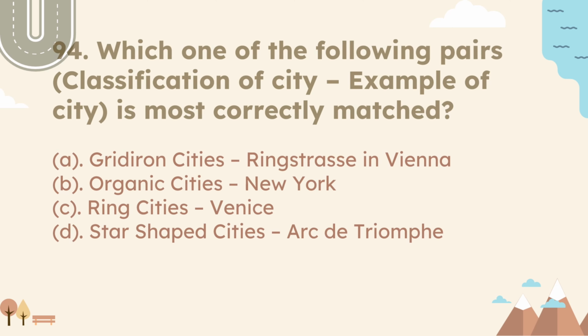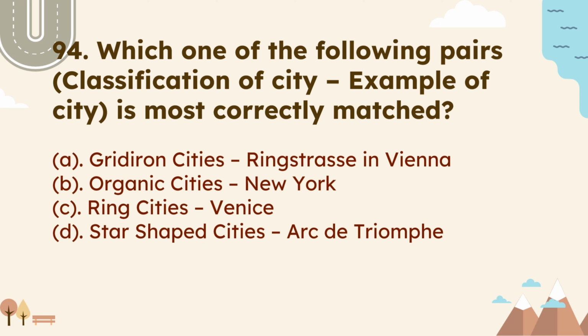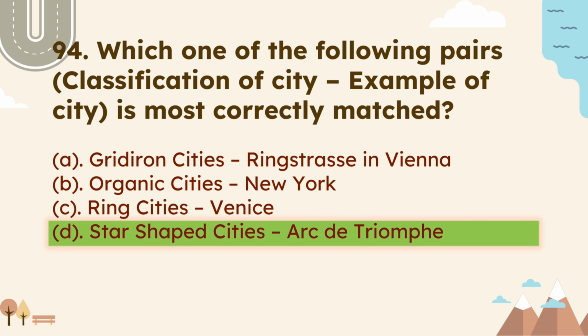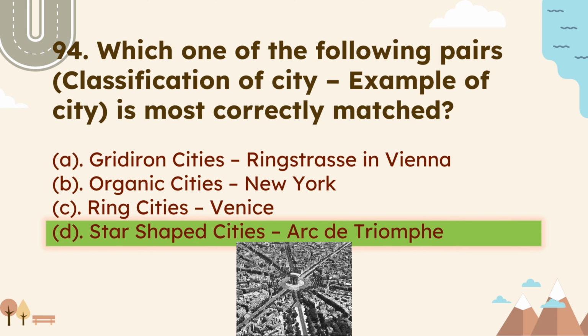Next question is, which one of the following pairs classification of city, example of city is most correctly matched? The correct answer of this question is option D, star-shaped cities, Arc de Triomphe. So Arc de Triomphe is a famous locality and a building in Paris, and in the picture you can see that the streets are running radially from this building.